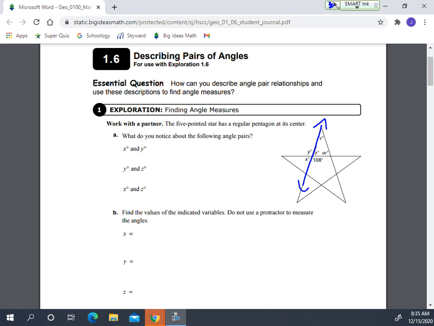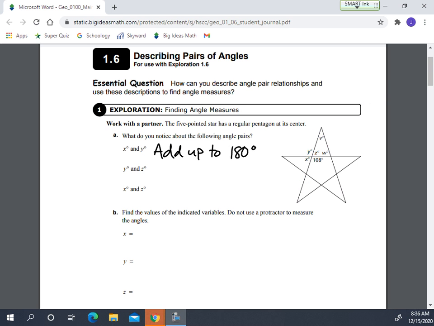This line equals 180 degrees, right? You'd agree with that. We've learned that in the past, that lines are 180 degrees. A flat line is 180 degrees. Well, if that whole line is 180 degrees, then x and y have angle measures that add up to 180 degrees.